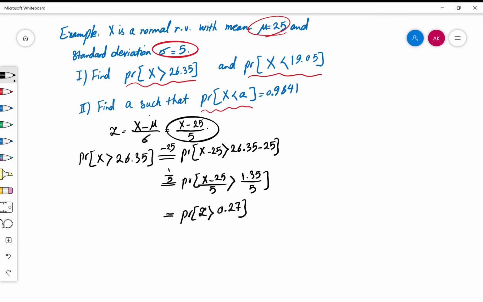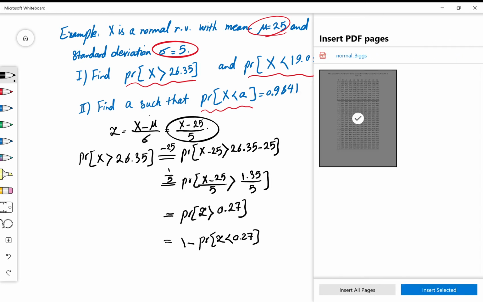Well, there's no x now, it's just a standard normal random variable, and we have a table for that, and we know that to be able to use the table we have to turn this to z less than something, so it will be probability of z less than 0.27. 1 minus that will be what we are looking for. But to find the value of probability of z less than 0.27, I need the table for z value.